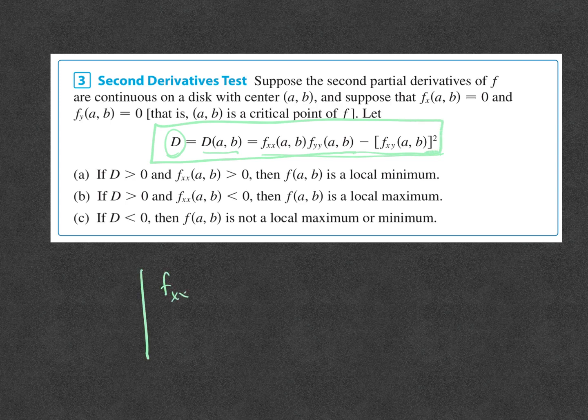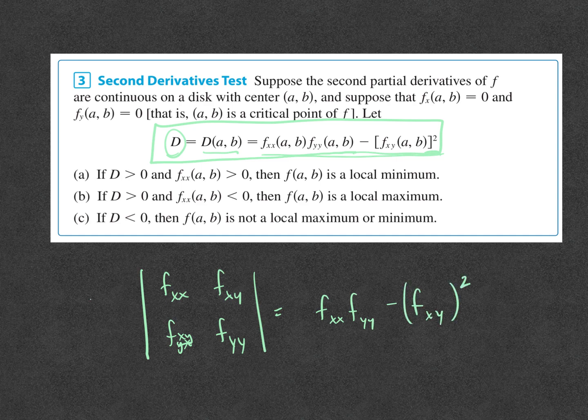Or you can think of a matrix. Here we have f of xx, and here we have f of xy, and then f of yx and f of yy. Remember that most of the time yx is equal to xy, so let's call this xy. Now, if you find the determinant, then you have f of xx times f of yy, minus f of xy quantity squared. And that's what D is. D is equal to this value.